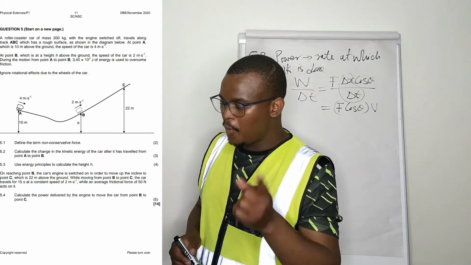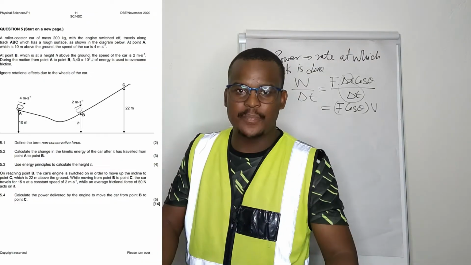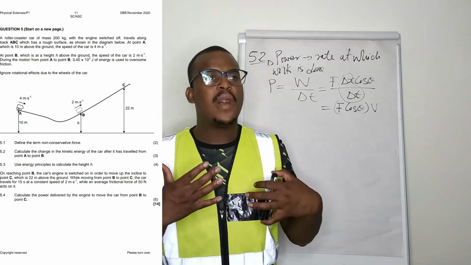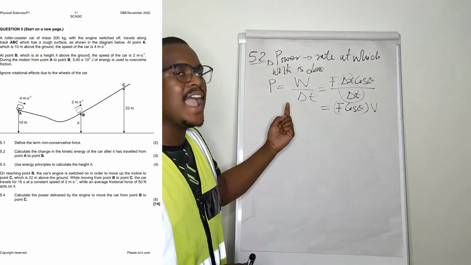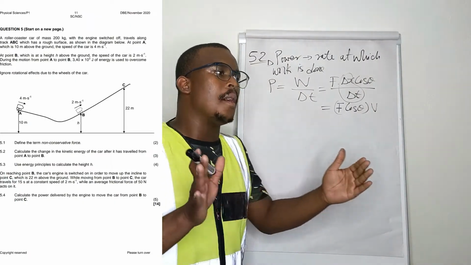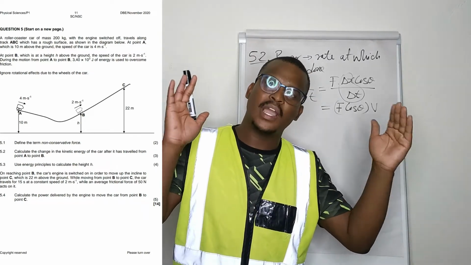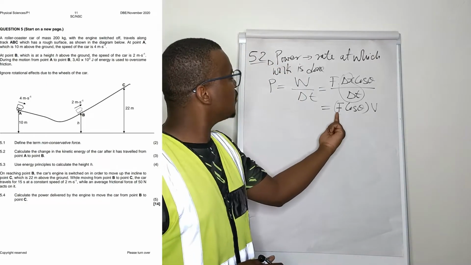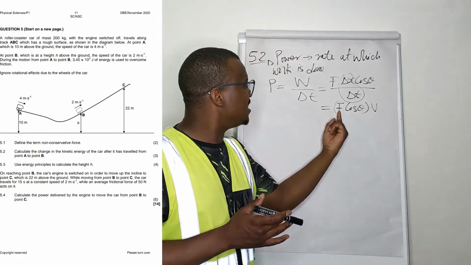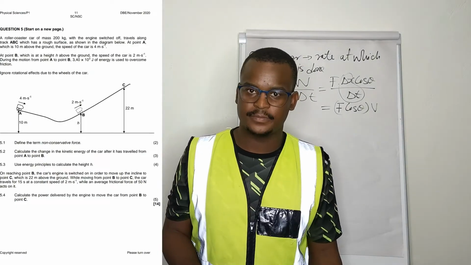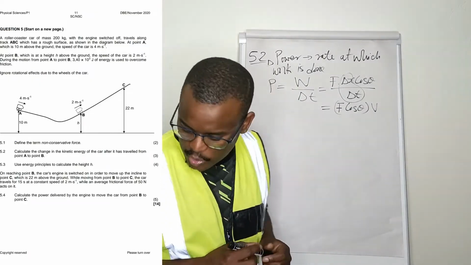Now they're saying calculate the power delivered by the engine. So they want you to calculate the rate at which work is done by the engine. You need to know how much work is done by the engine. Once you know that, you can find the rate by dividing the work done by the engine by the time it takes to get to the top. Or you can find the force applied by the engine multiplied by the constant velocity.